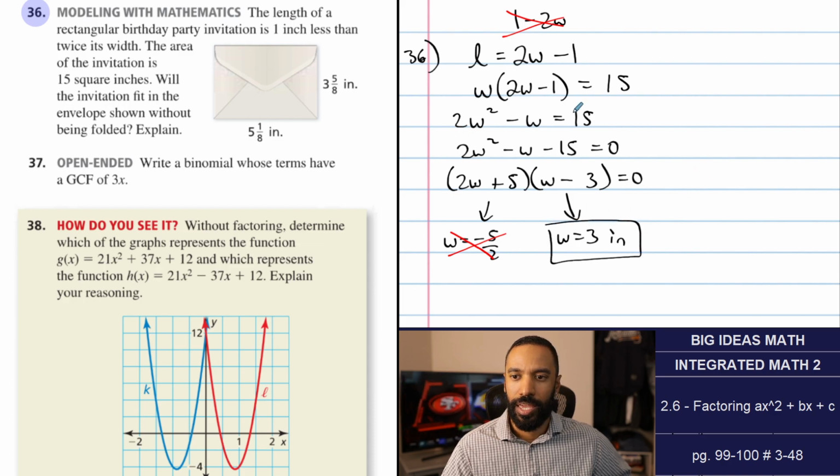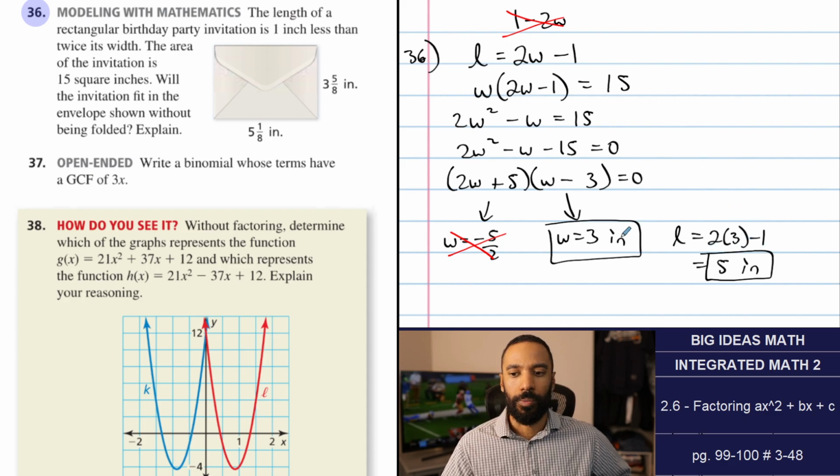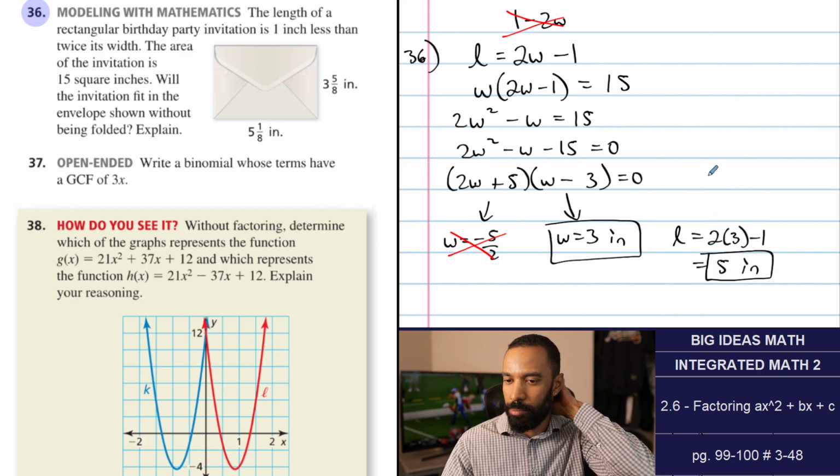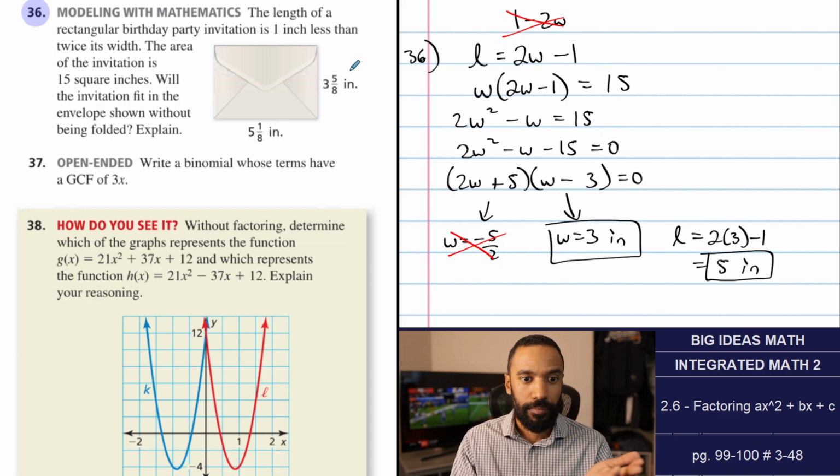Now the length is 1 less than twice the width. Length is 2 times 3 minus 1, which is 6 minus 1, which is 5 inches. So that area is 15. That seems to work. Does it fit within here? Yeah. This is a 3 and 5/8 by 5 and 1/8. This was a 3 by 5.